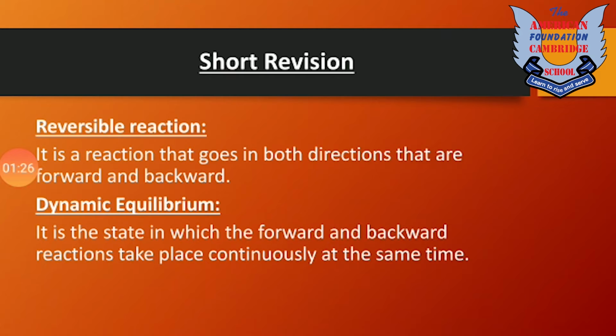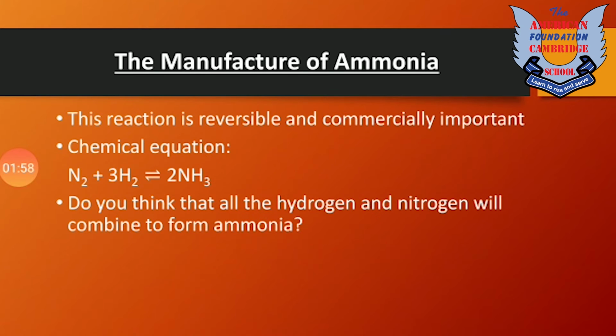Then we also discussed that dynamic equilibrium is the state in which forward and backward reactions take place continuously at the same time. What does it mean? It means that if we are performing a reversible reaction, then after a while, when the amounts of reactants and products become constant, the reaction reaches the state of equilibrium. And in equilibrium, what will happen? The forward and backward reactions will take place at the same time and at the same rate. So this was a short revision of the previous chapter.